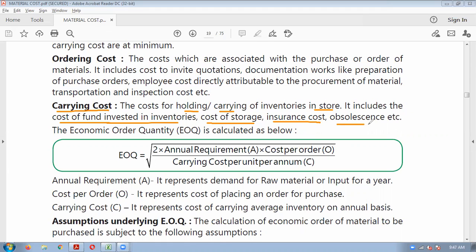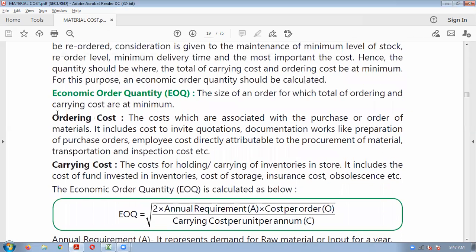Then there is always the risk of obsolescence, that is, material getting spoiled. All this will be clubbed under carrying cost. So in material purchase, two costs will be involved. One is the ordering cost, those costs which are associated with the ordering of material, like inviting tenders, quotations, documentation work, employees directly involved in the procurement of material, transportation cost, inspection cost, etc.